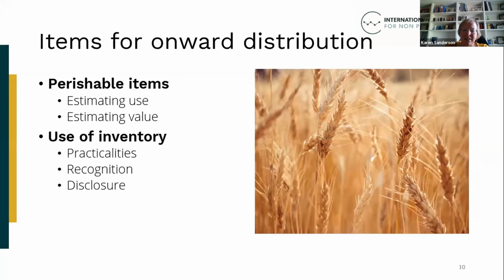And this is a real practical difficulty that can arise in determining the value to ascribe, because you just don't know what proportion of the contributed items are going to be of use. So if the value of individual items is known, revenue and a corresponding expense could be recognised when the item of inventory is used. And this will provide useful information about the cost of an NPO's activities.